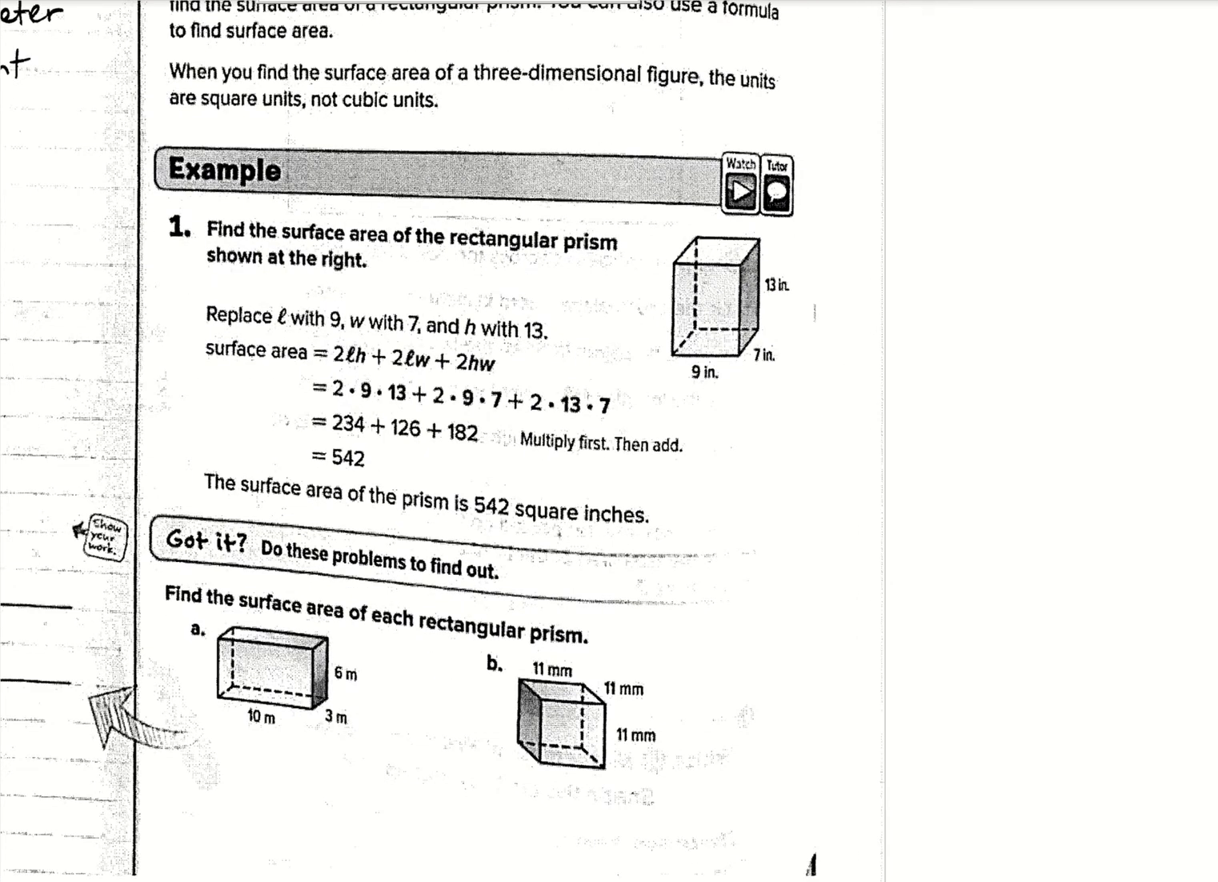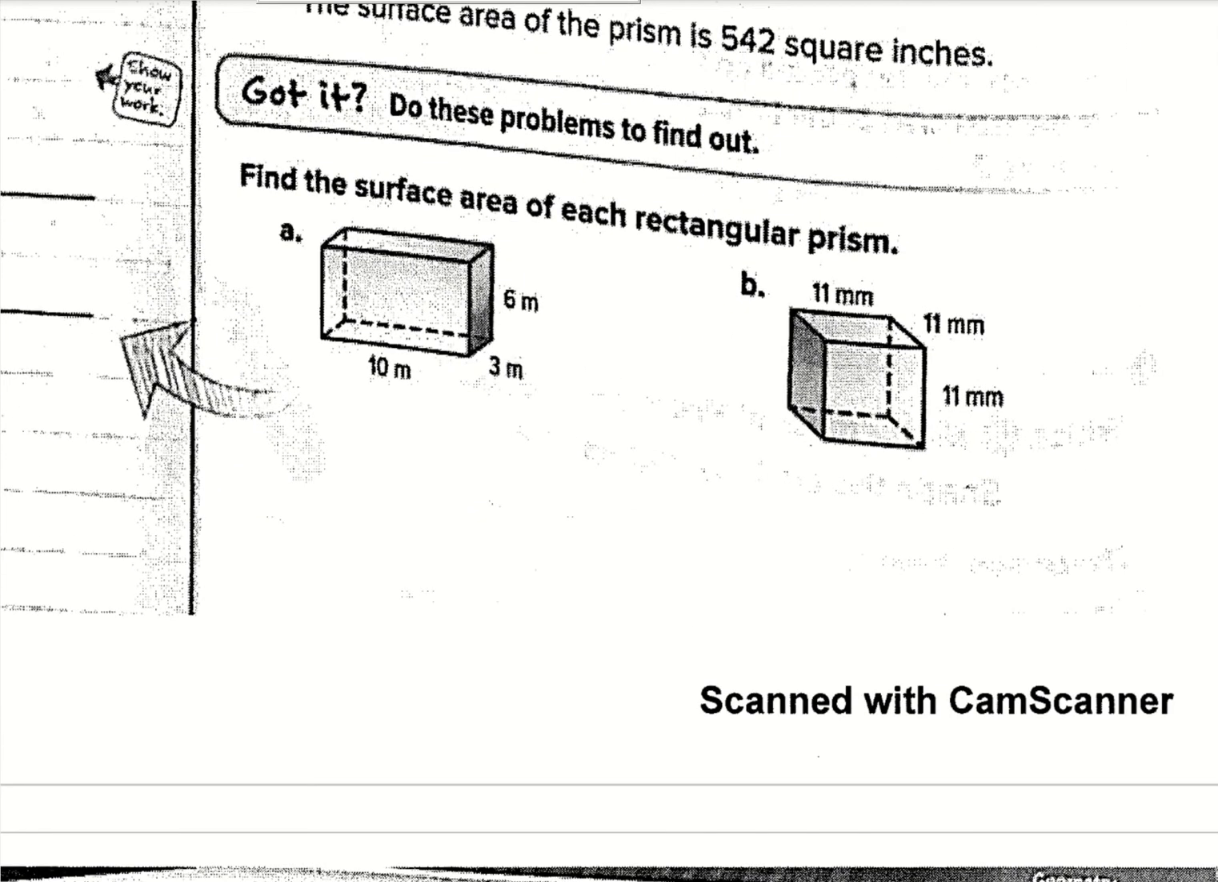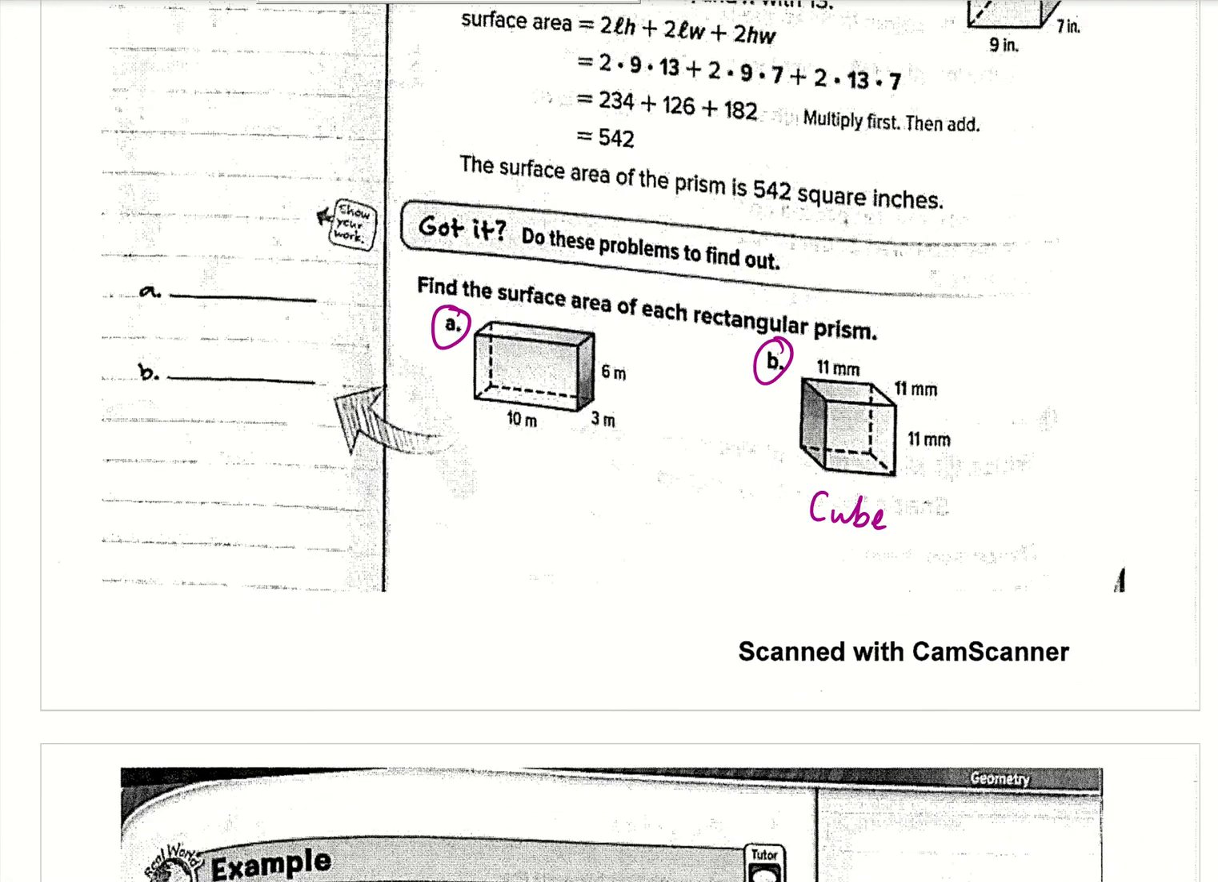All right, go ahead and try out Got It Problem A and Got It Problem B. All right, now you'll notice Got It Problem B is also a cube, okay, because all three of these are the same. So there might be something you notice if you haven't noticed it already while you're doing this problem about cubes and their surface area. So go ahead and do that, pause the video, and then we'll come back after that.